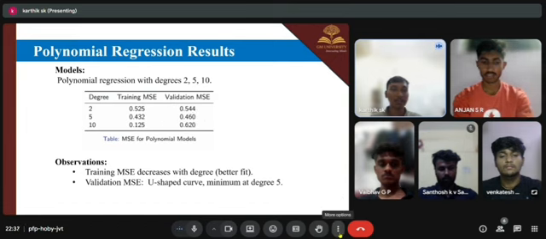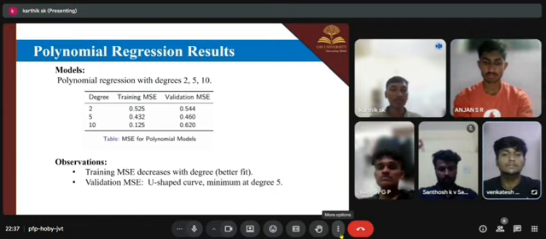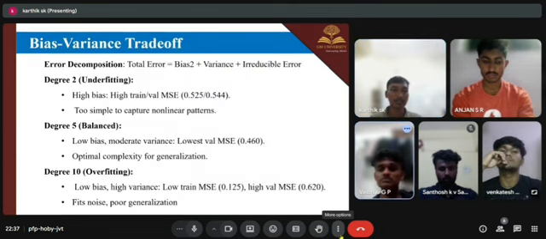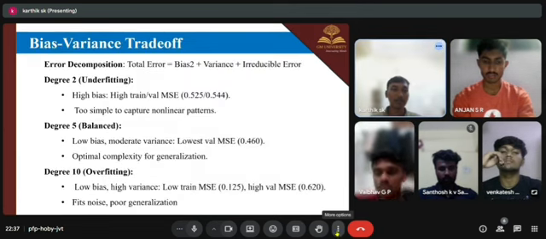Next, in the observation, we see that training MSE decreases with the degree, like a better fit. Next is the validation MSE, where a U-shaped curve with a minimum at degree 5 appears. The next slide will be explained by Vaibhav.